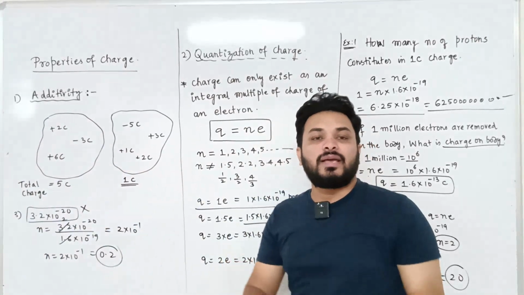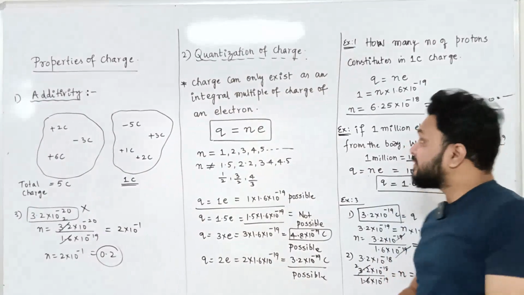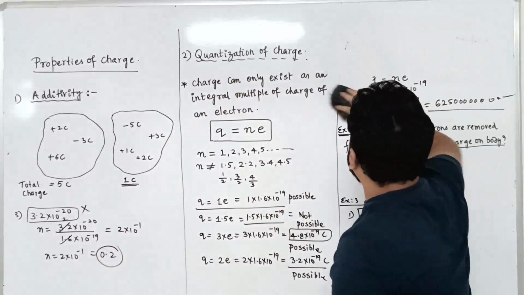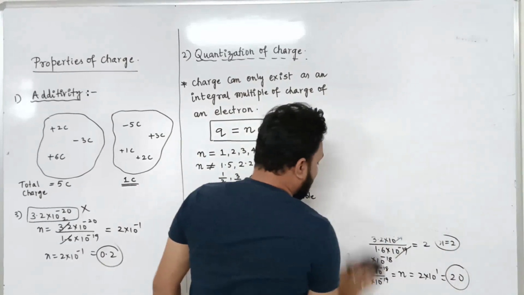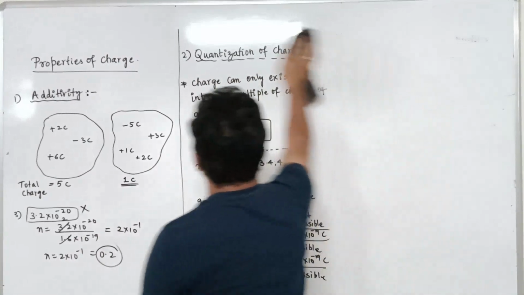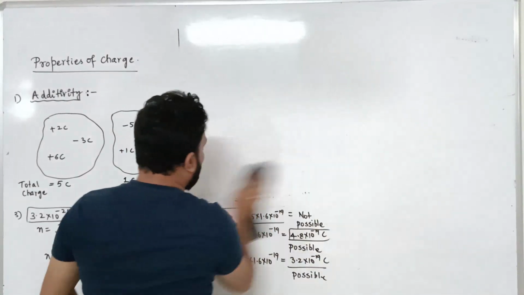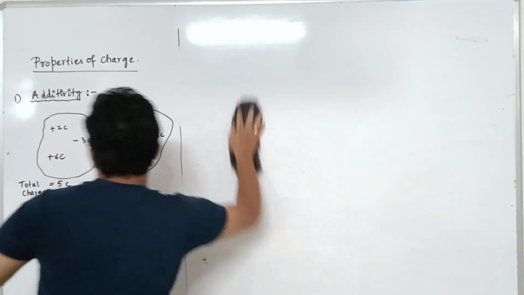Got it? So this we are calling it as a quantization property. This is one of the important properties of charge. Charge can exist only in integral multiples of the charge of an electron. This is the quantization property.